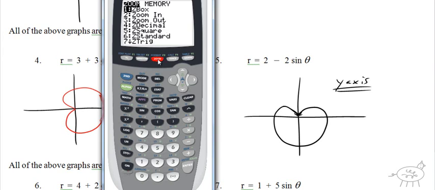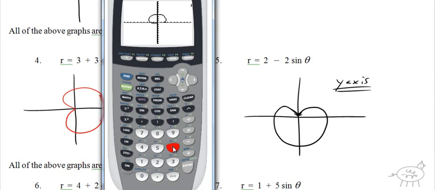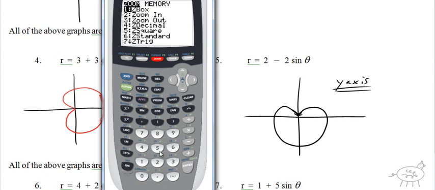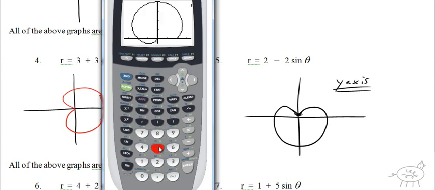Let's do zoom, I think we can just do zoom square here. Now let's do the whole routine here. So zoom standard. Interesting. Zoom fit. Boo, it's upside down. Okay, so that's what happens when you switch.